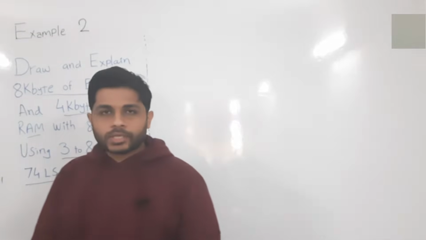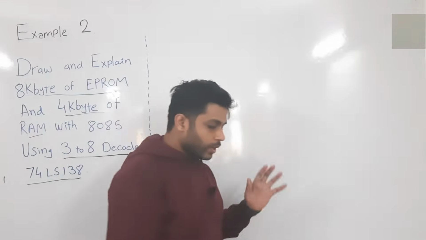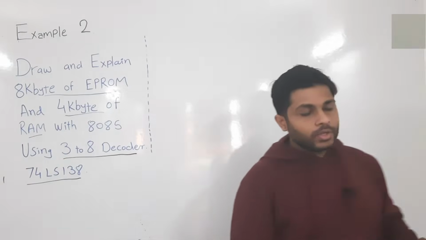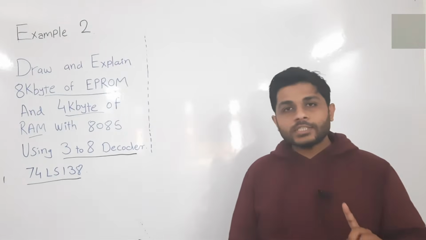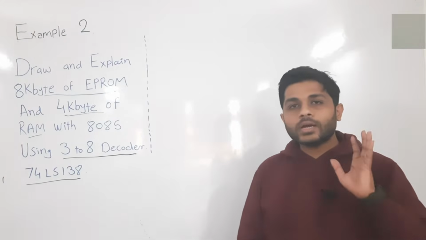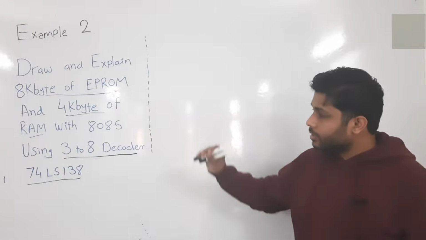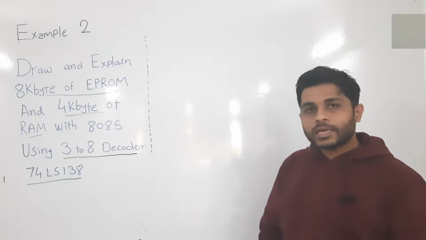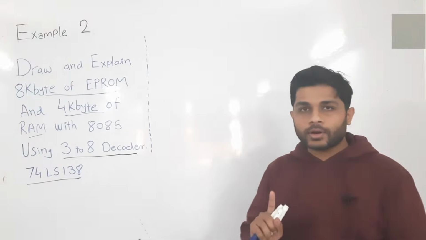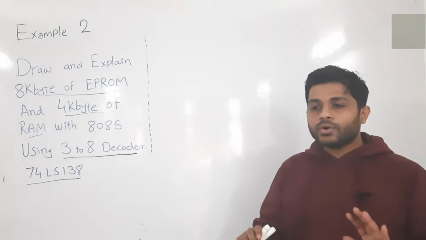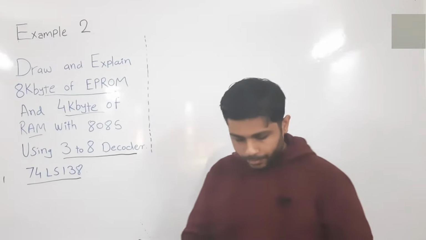In any memory interfacing question, we are going to solve the problem using three main steps. In the first step, we are going to draw all the components that are required. So in this example, how many components are required to be interfaced? Three components: two memories and one decoder. So in the first step, we will draw all the components separately. Let's draw them.